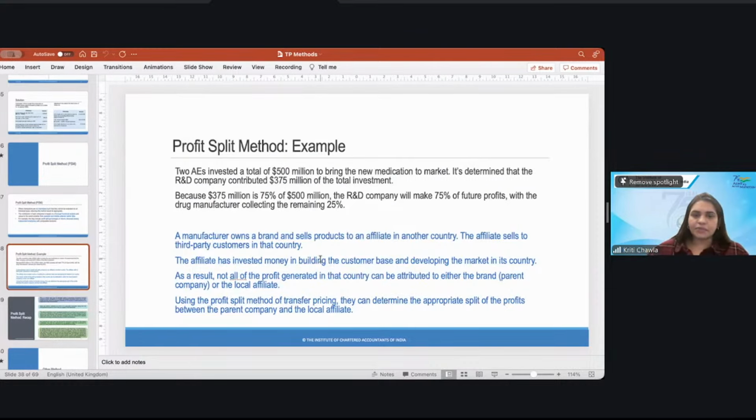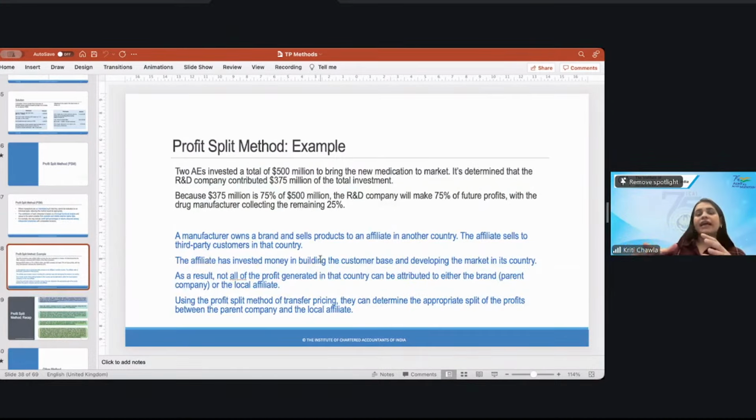As the next example, let's say that there is a manufacturer, and the manufacturer owns a brand. Now, it sells the products to an affiliate in the other country. The affiliate in the other country then sells it to third-party customers in that particular country. Now, what is the manufacturer doing? The manufacturer is obviously manufacturing that particular commodity. They own the brand also. What has the affiliate done in the other country?